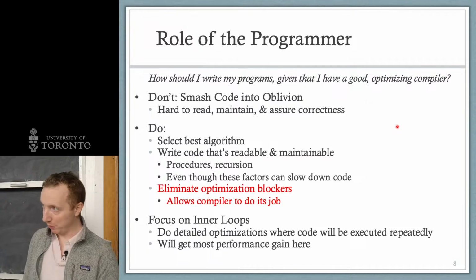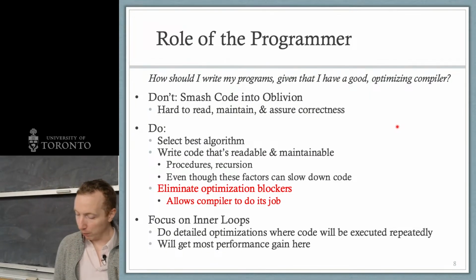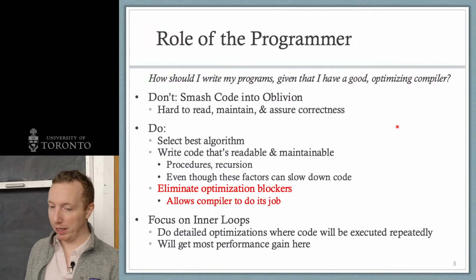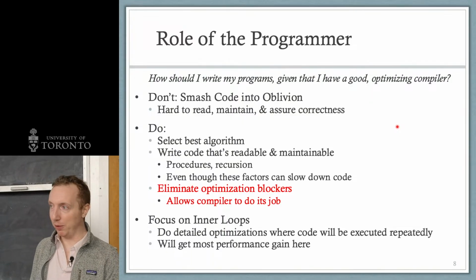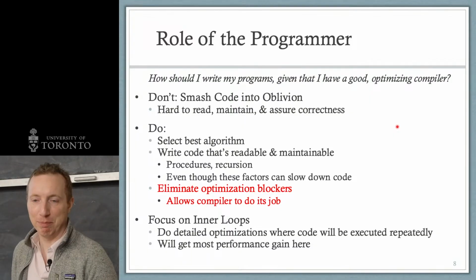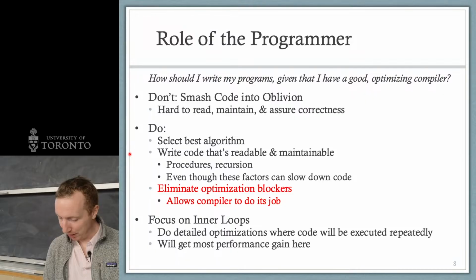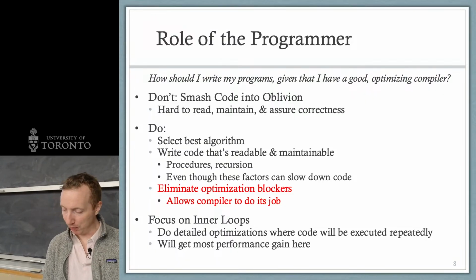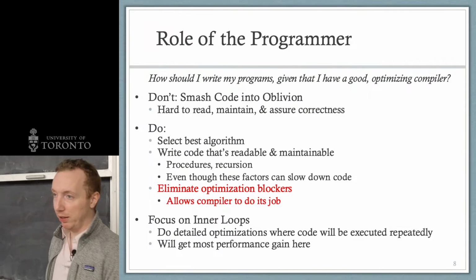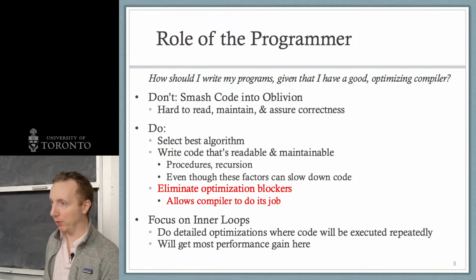Select a good algorithm first, because without that you can't do very much. Write some code that's readable and that someone else can read and hopefully maintain. Write functions, maybe use recursion, although some of you still don't like recursion, maybe. Or you can use other functional stuff or different languages that hopefully prevent you from doing silly things. Might have to eliminate some optimization blockers. Again, you're kind of helping the compiler do its job.